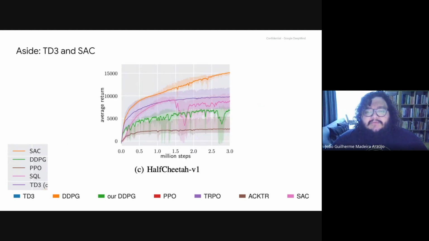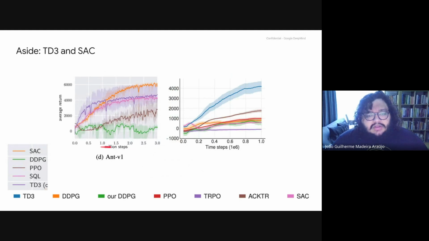Yeah, the number of steps is different. In both cases, SAC went all the way to 3 million steps, while TD3 went to 1 million. That's not enough to explain the difference, because if it was, we could just cut the plots here and they should be basically the same. But once again, SAC is doing pretty well in the SAC paper and is doing bizarrely bad in the TD3 one.